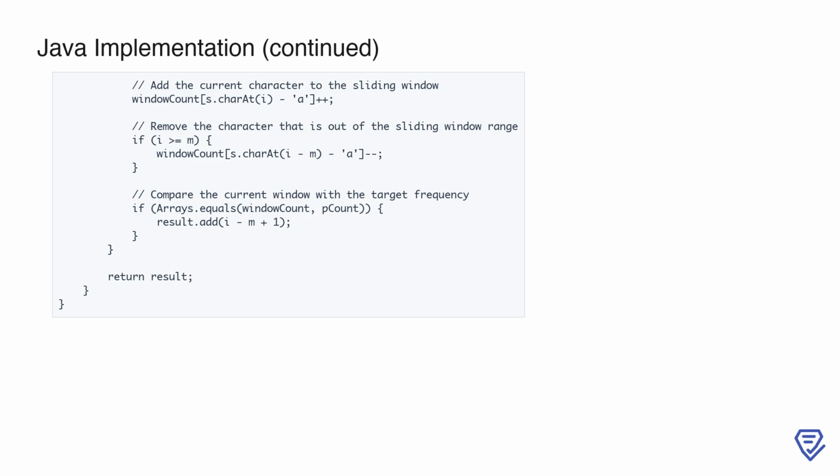To check if this substring is an anagram of p, we compare the arrays windowCount and pCount. If they are equal, it means the current window is a valid anagram, so we add the starting index of this window, which is calculated as i - m + 1, to our result list. Finally, once the loop completes, we return the result list containing all starting indices of the anagrams found in s.